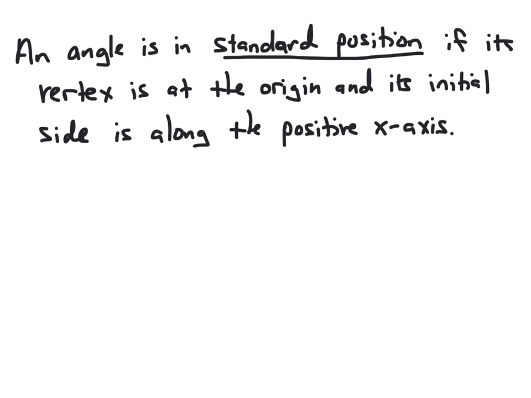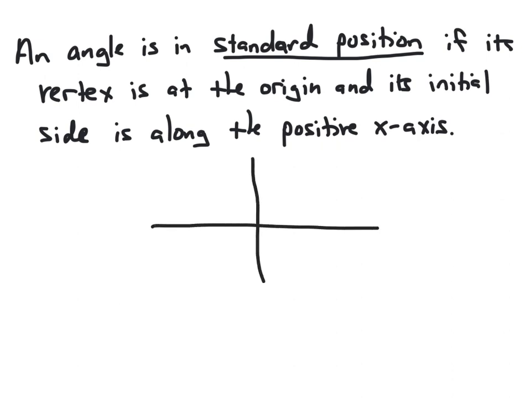In order to compare angles, we need them to be oriented in a compatible way. In order to standardize this, we're going to say that an angle is in standard position if its vertex is located at the origin in the xy plane, and its initial side is extended along the positive x-axis.